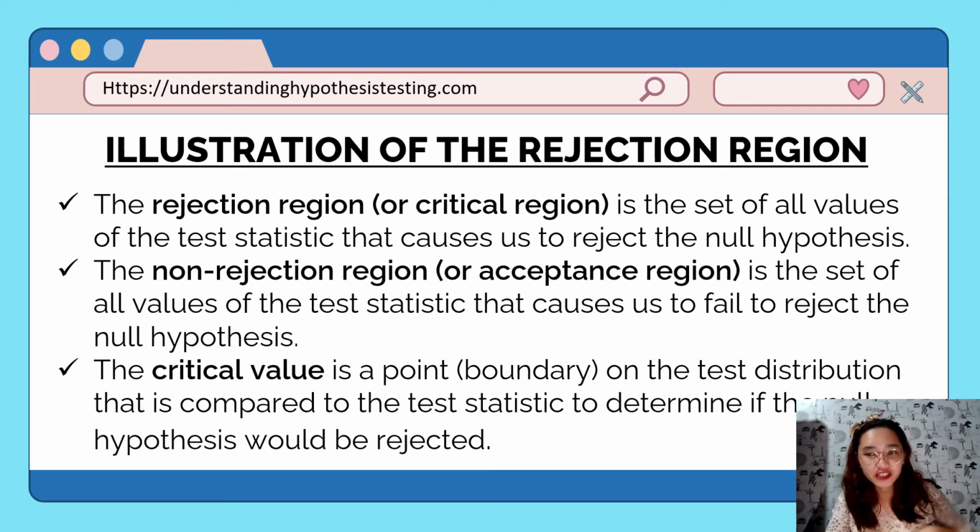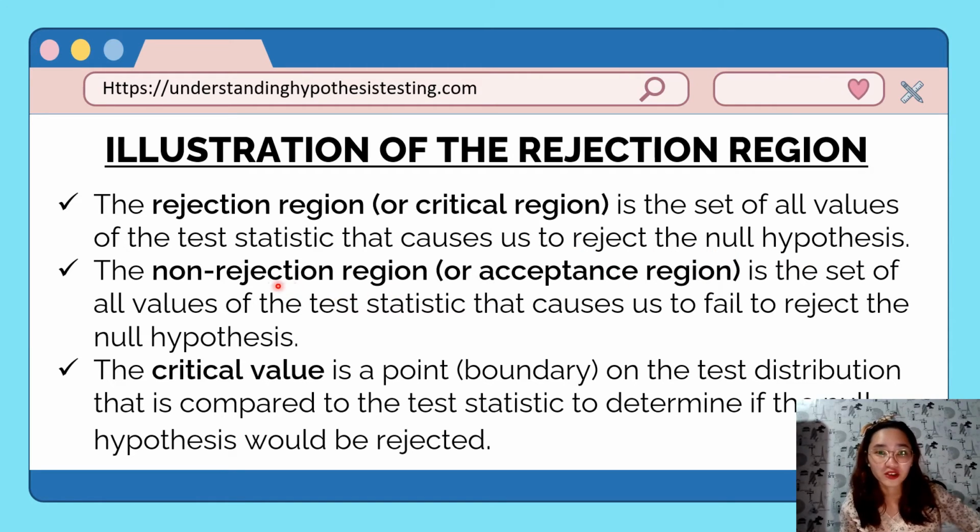At kapag greater than symbol, that is right tail. Okay? So, another key term of hypothesis testing naman is the rejection region. So, the rejection region or the critical region is the set of all values of the test statistics that causes us to reject the null hypothesis. Ayan. So, yung critical region po natin o yung rejection region natin, yun yung area na kung saan mafo-fall na mare-reject po natin yung ating null hypothesis.